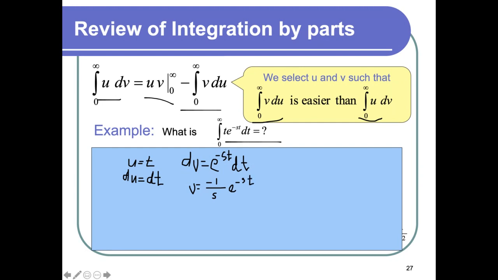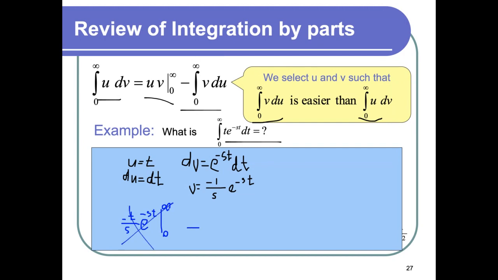Now if we use the formula for integration by parts, uv is basically t times minus 1 over s e to the power of minus st. At infinity it is 0, and at 0 it is 0, because e to the power of minus infinity is 0, and if you plug 0 in here, it's 0. So this part is gone.